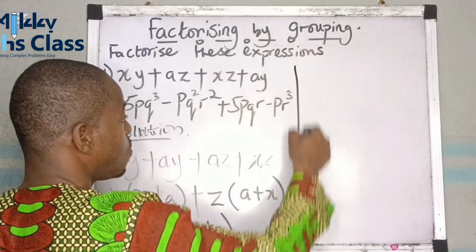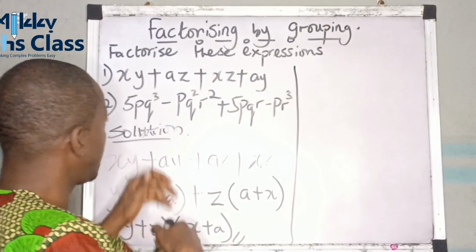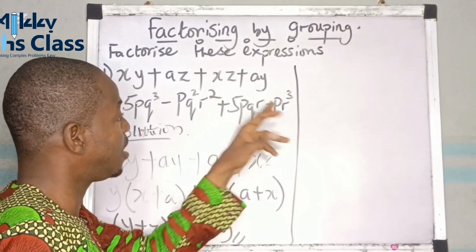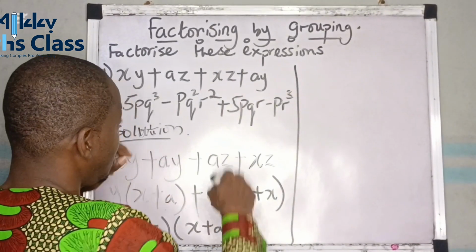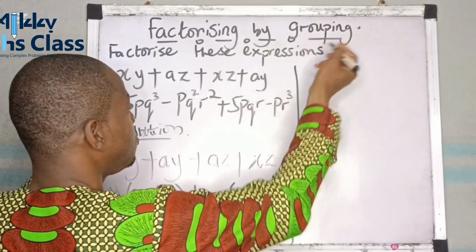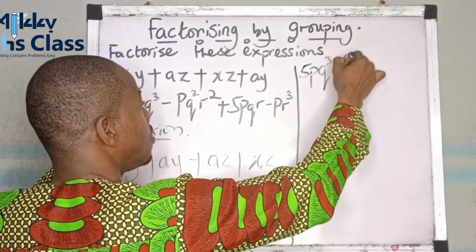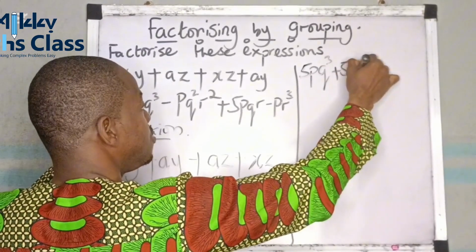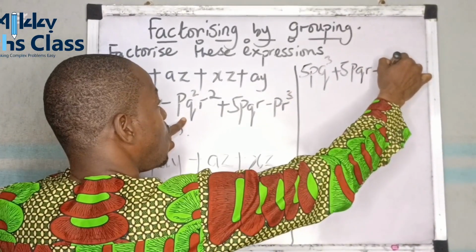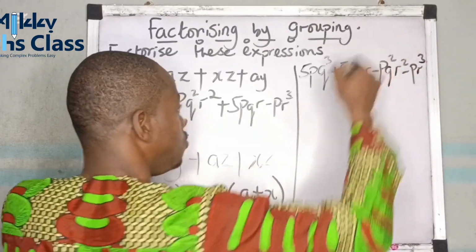Now let's look at the second one. This one, 5pq to the power of 3 minus pq squared r squared plus 5pqr minus pr cubed. I can see 5 here, I can see 5 here. Group this, then group these two. So this becomes 5pq cubed plus 5pqr minus pq squared r squared minus pr cubed.